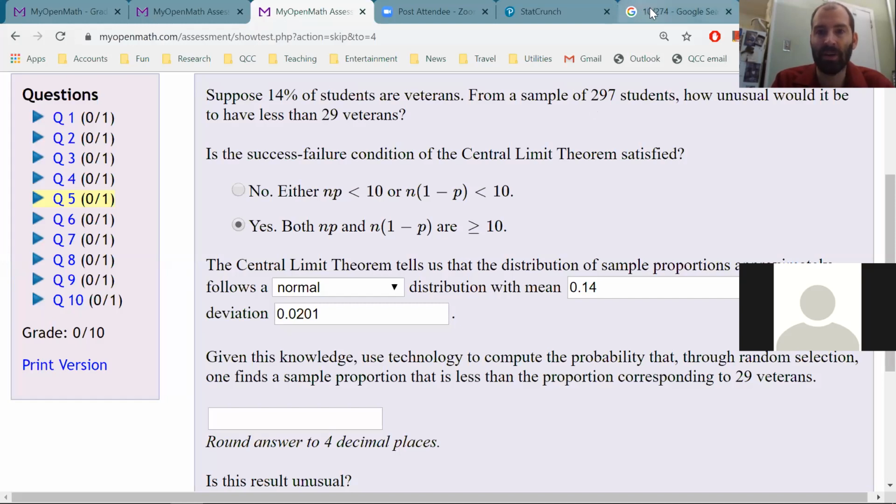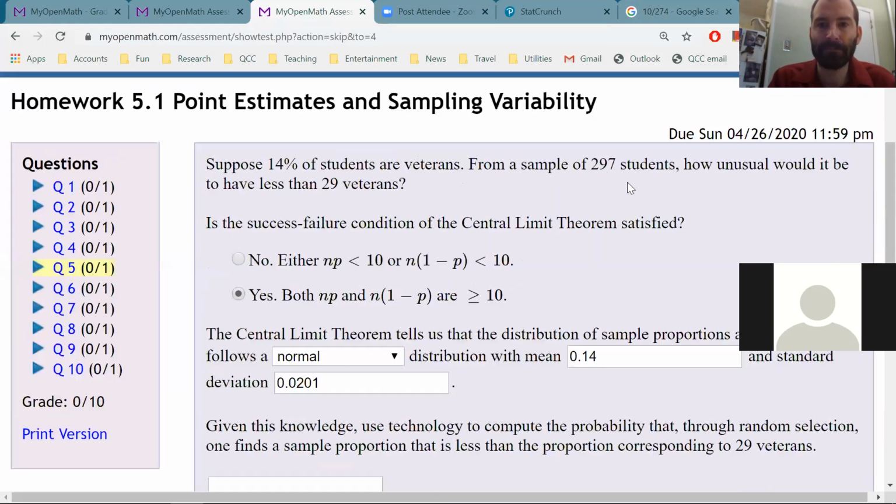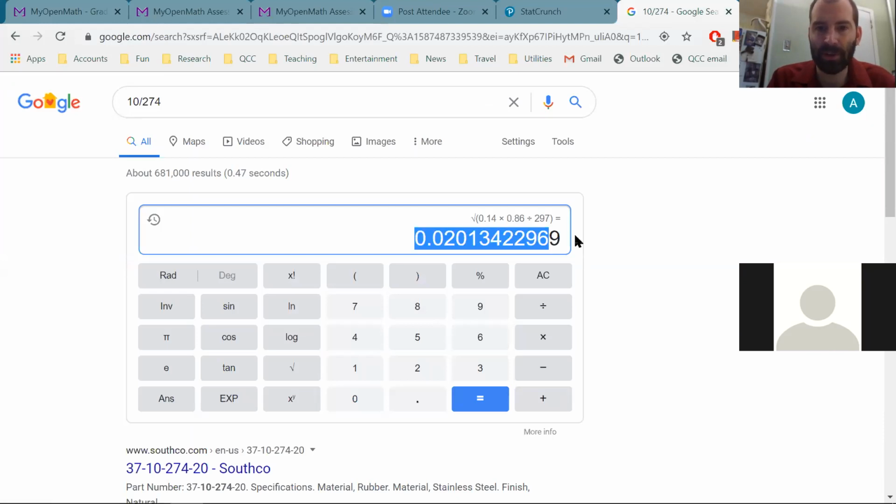All right, so the proportion corresponding to this, let's go to the calculator. I think that's maybe the best way to do it. 29 divided by 297. This is the sample proportion, what we had called P hat. 0.0976. I want to know what is the probability of getting a proportion less than this. Well, what we're going to do is go over to StatCrunch.